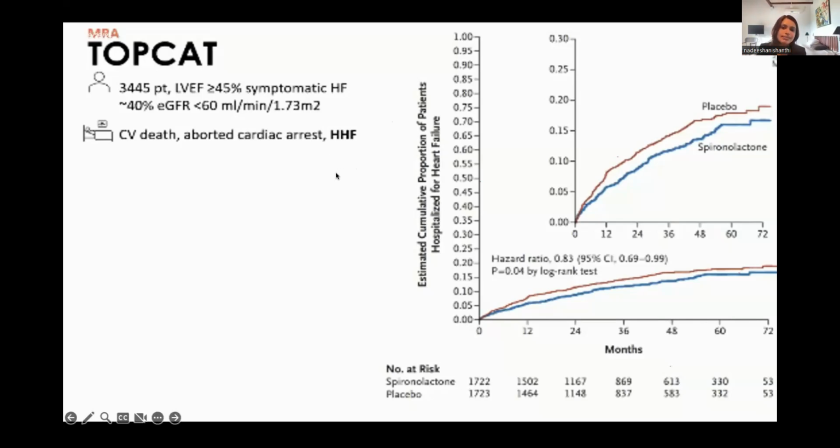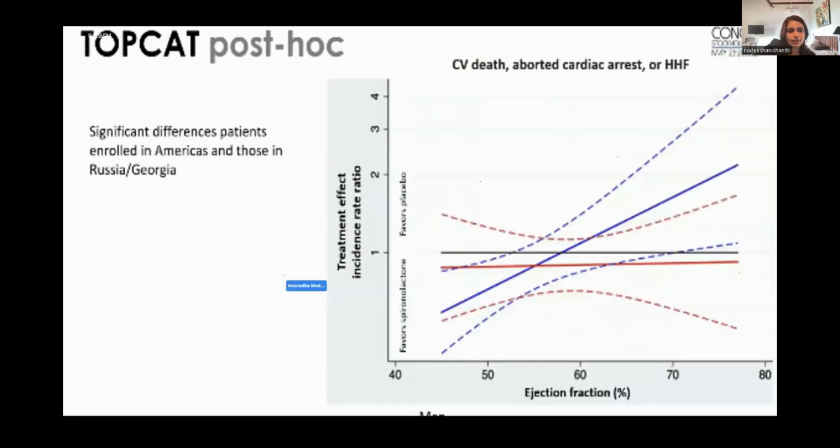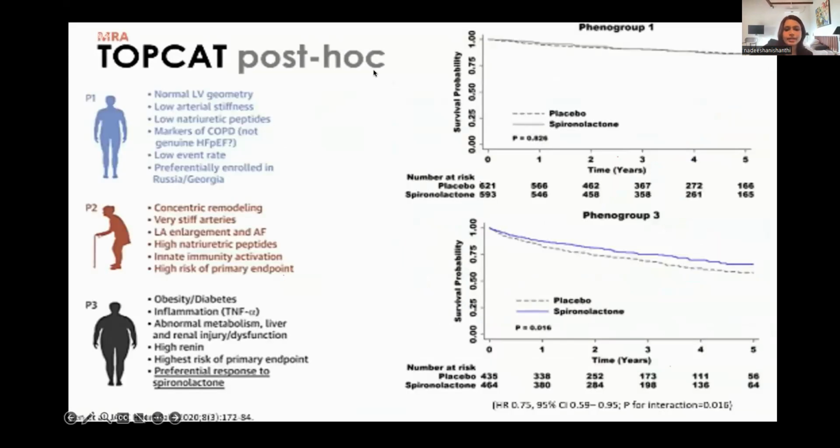So mainly patients with low eGFR, less than 60, with symptomatic heart failure, and this shows women mainly showed benefit with both lower ejection fraction as well as normal ejection fraction, but males only with lower ejection fraction. So that's why cardiologists mainly use this mineralocorticoid receptor antagonist in the low ejection fraction group.